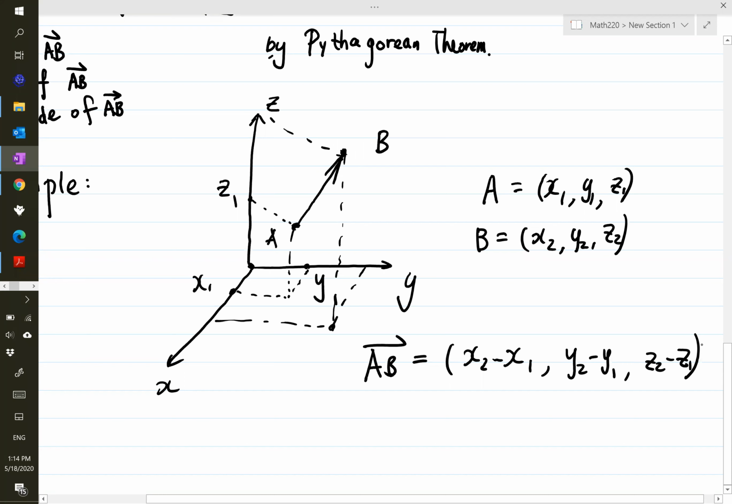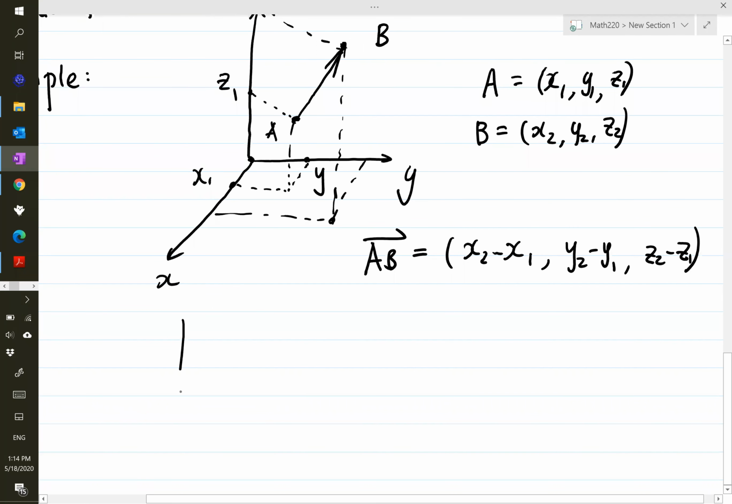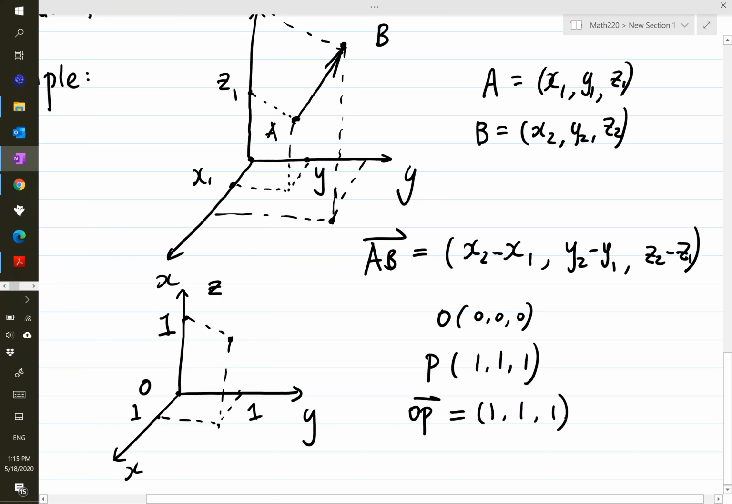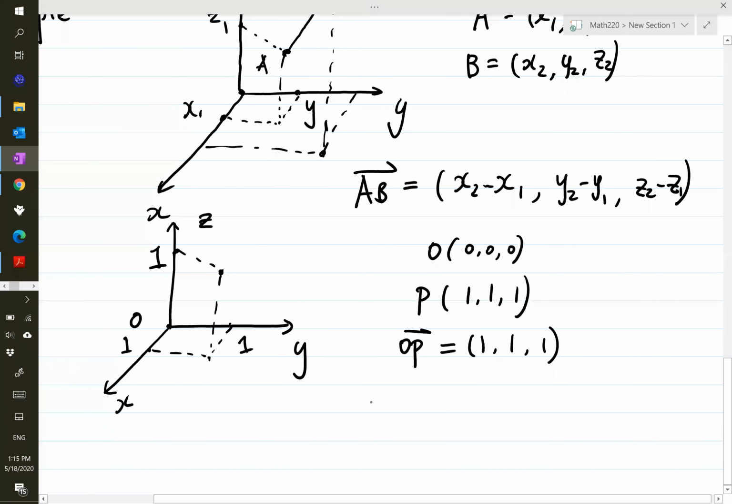So for instance, if we have a point P, for example x, y, z. O is the origin, 0, 0, 0. Now suppose we have a point P at 1, 1, 1. Its x, y, z coordinates are 1, 1, 1. Then OP is head minus tail: 1 minus 0 is just 1, 1 minus 0, 1 minus 0. So it's 1, 1, 1. So you can find the length of this vector OP.